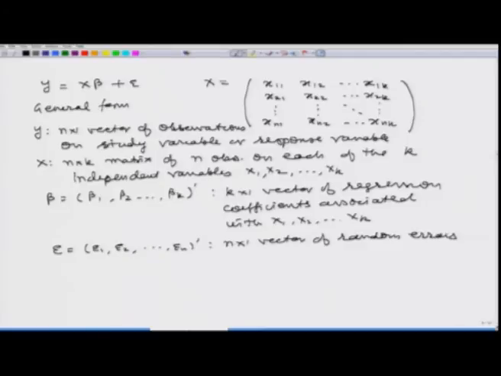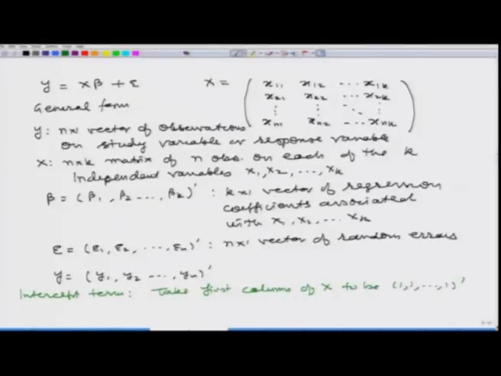Okay, for the sake of completeness, I can also write y as y1, y2, yn transpose. Now the question is, in case I want to have an intercept in the model, then what do I have to do? Intercept term, take the first column of the X matrix to be 1, 1, 1, and then correspondingly this beta 1 will become the intercept.